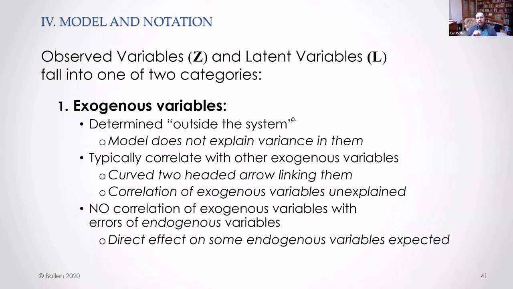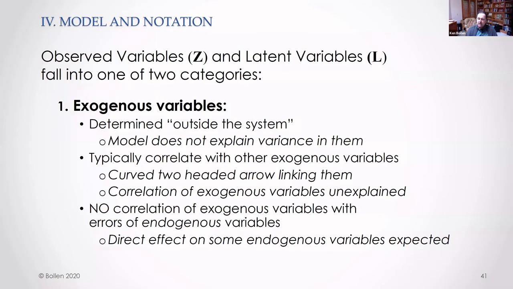Now, focusing on the observed variables, the Z's, and the latent variables, the L's, these fall into two important categories. One category is exogenous variables. The exogenous variables are not the object of our explanation when we build our model. These are not what we're trying to explain. These are variables that are important to have as part of our system, but we're not trying to explain the variance in them. They're taken as given. Something else explains them. Our task is not to try to understand that.